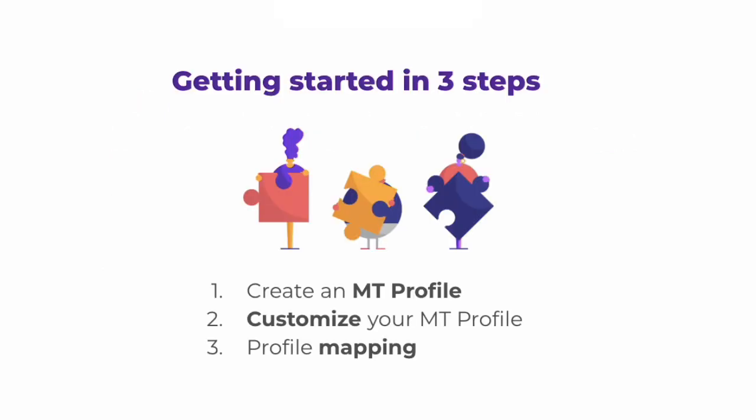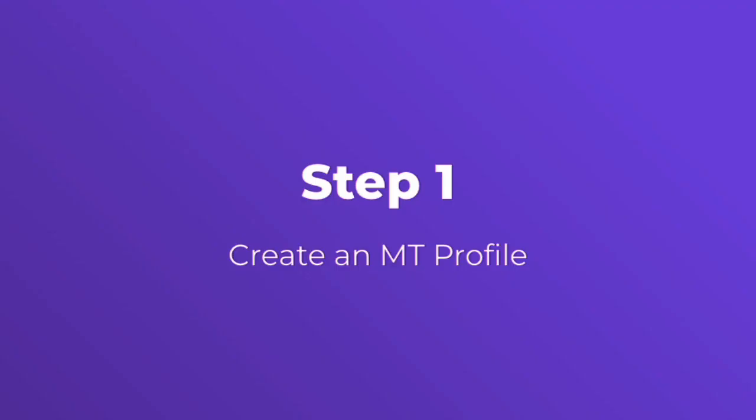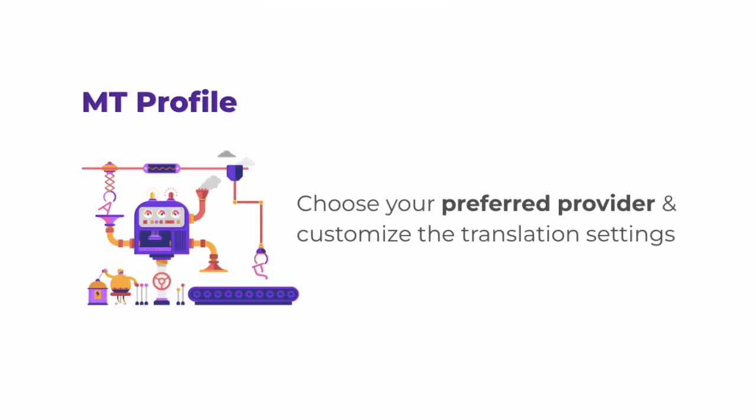For now, let's take a closer look at the steps you will need to follow to manually configure machine translation in Smartling. As a first step, you need to set up a new machine translation profile or use the pre-configured Smartling Auto-Select profile. An MT profile is effectively a bundle of settings where you can choose your preferred provider and then customize the translation settings to your preferences.